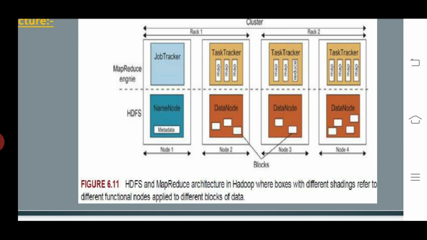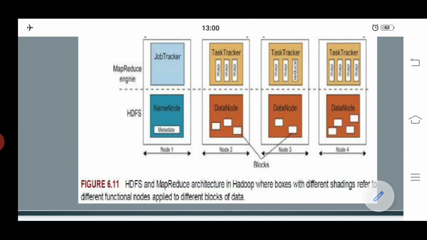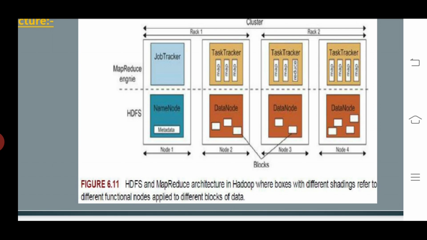Now we have seen the topmost layer, which is nothing but the MapReduce engine. In that we have learned about job tracker and task tracker. A cluster is nothing but a group of machines formed together. Here we take rack 1 and rack 2. For the topmost layer, it represents the MapReduce engine. The bottom layer indicates the Hadoop file system.